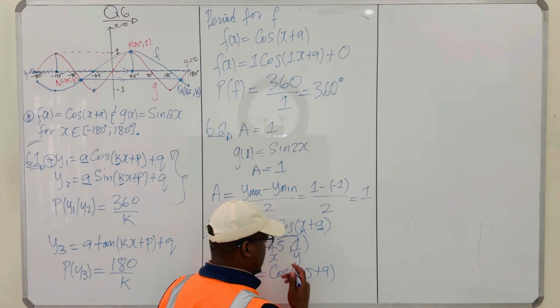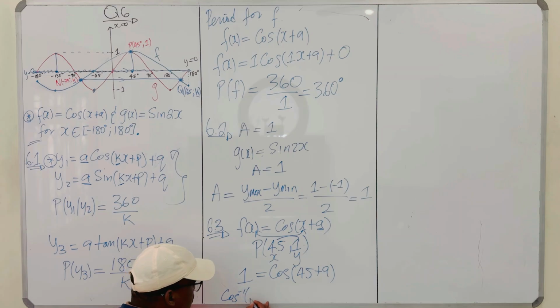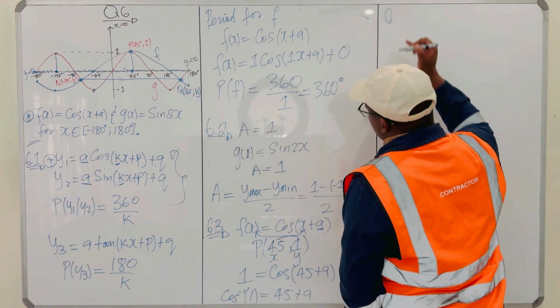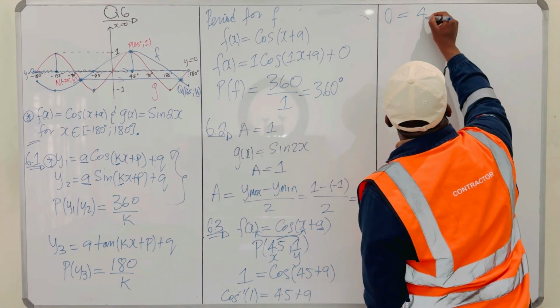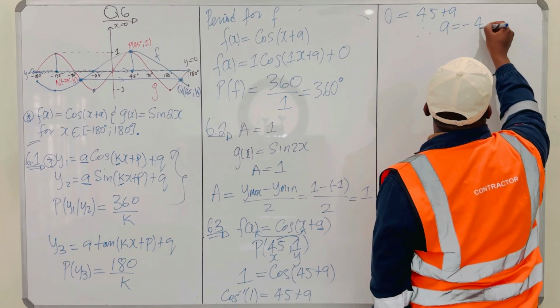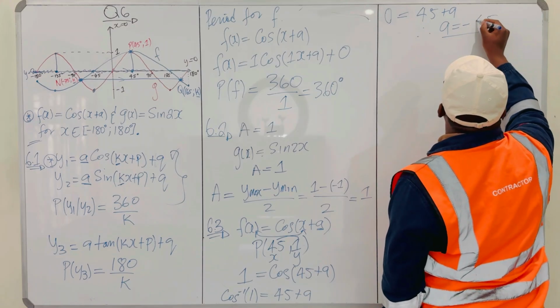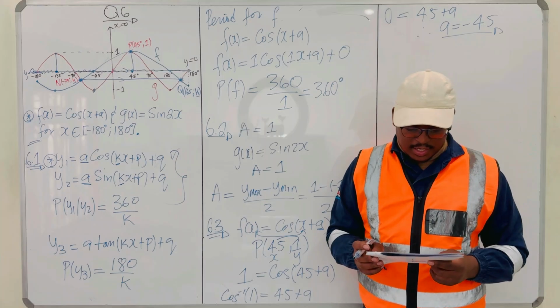Right? No problem. Then take arc cos of 1 is equal to 45 plus A. What is arc cos 1? Arc cos 1 is equal to 0, right? So 0 is equal to 45 plus A. Therefore, solve for A there. Your A is equal to minus 45 degrees if you take this A and transpose it to the other side. So your A is equal to negative 45 degrees. And we're done with 6.3.